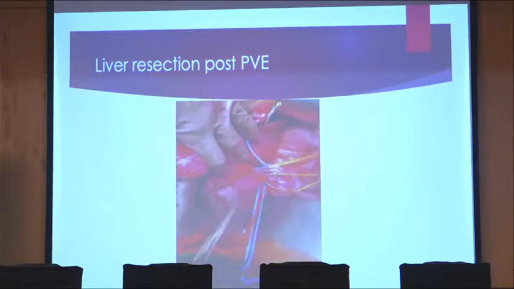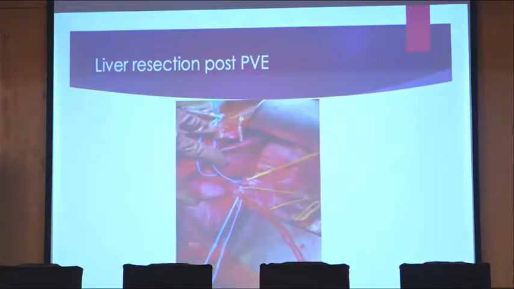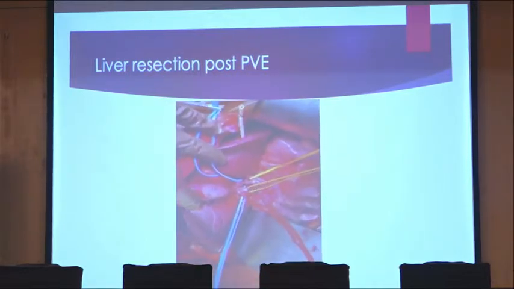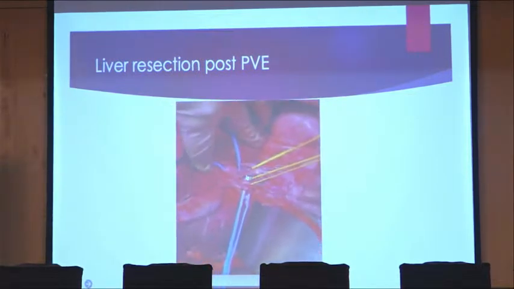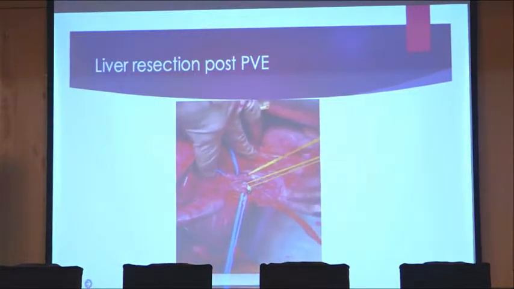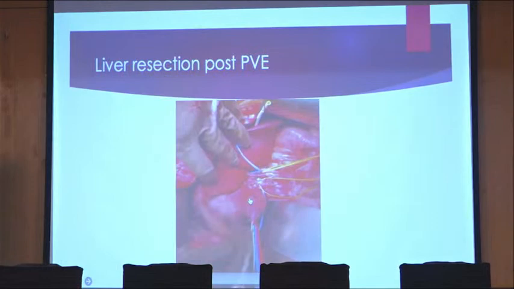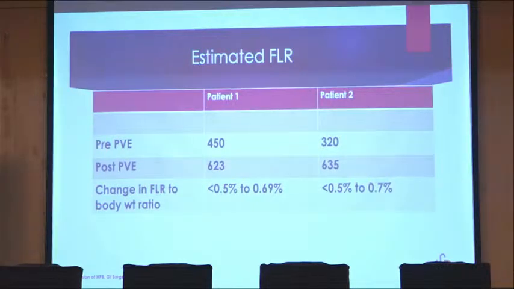This is before proceeding with the resection. We dissect and define each and every structure, the hepatic artery and portal vein. That's the gallbladder, and this is the hepatic artery. Posteriorly we have the portal vein there. So in both these patients, with the help of portal vein embolization, we were able to achieve the required FLR, that is the future liver remnant, and these patients were able to undergo a liver resection, which was previously not possible.